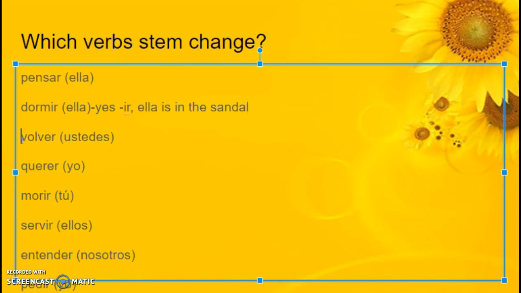Next one, volver, no stem change, ER verb. Here I have morir, it's an IR verb. However, I'm still going to say no because it's outside of my sandal. Next one, servir, that's an IR verb. It's within my sandal. Next, entender, ER verb, no. Finally, pedir is a no as well, even though it's IR, it's outside of the sandal.